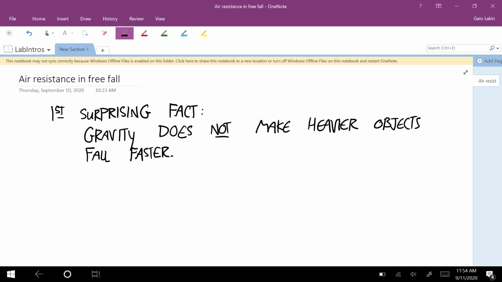Well, how does that make sense with what we're used to? I mean, we all know that if you take a rock and a piece of paper and drop them off the top of a roof, the rock will hit the ground first. But when you have that effect, it's not because gravity makes them fall differently. It's just the effect of air resistance is different on different objects as they fall.